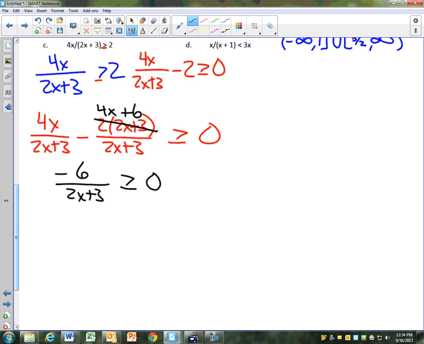Do you like the negative? I don't. Let's get rid of it. Let's multiply both sides by a negative. That'll change this to positive. I need to switch the sign.